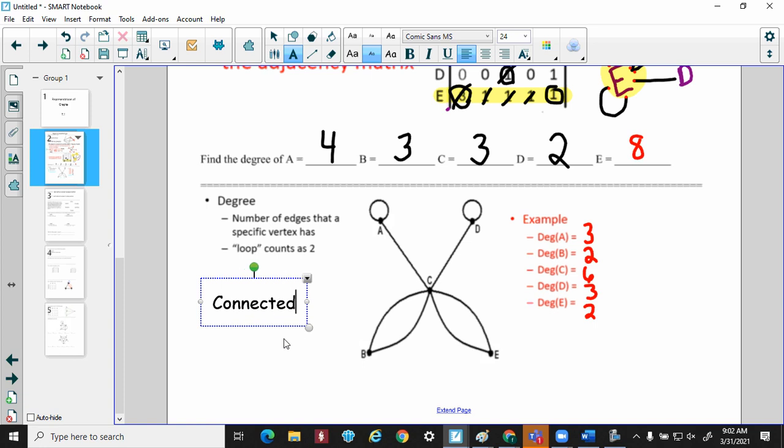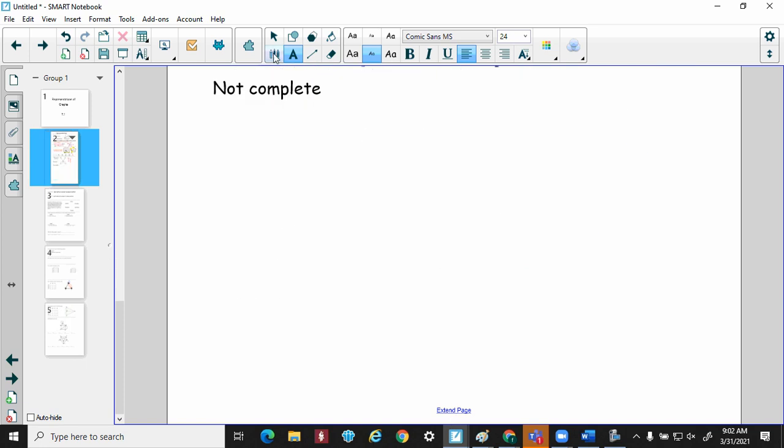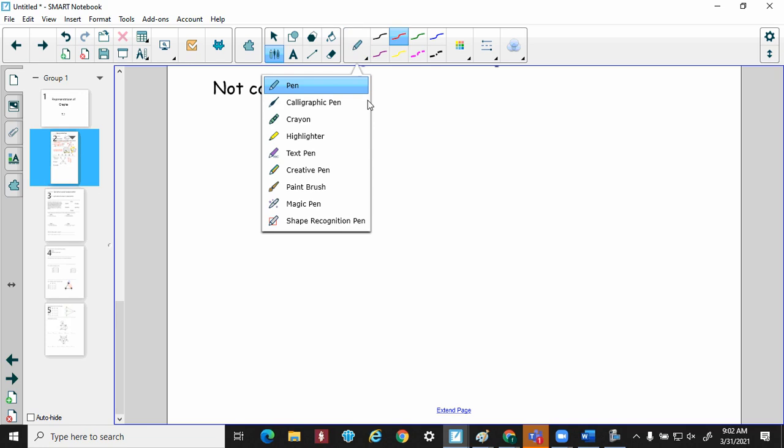All right, but it is not complete. The reason why it's not complete is because every vertex is not adjacent, is not touching every other vertex. So let me give you an example of a complete graph. So let's say, for example, I set up a complete graph.